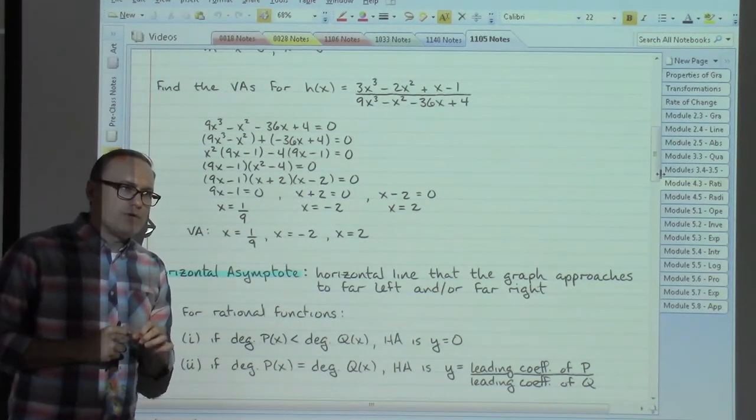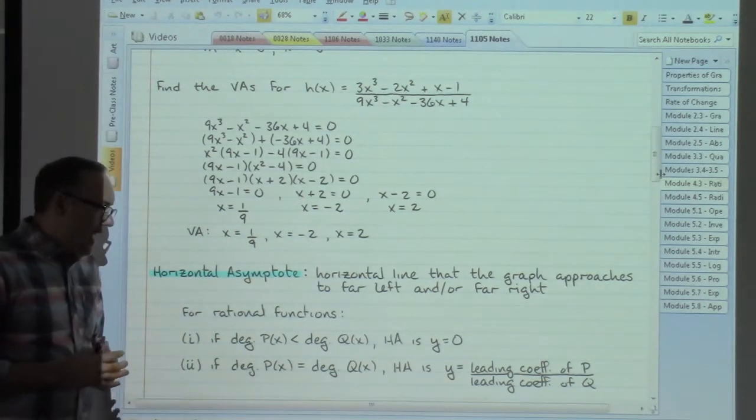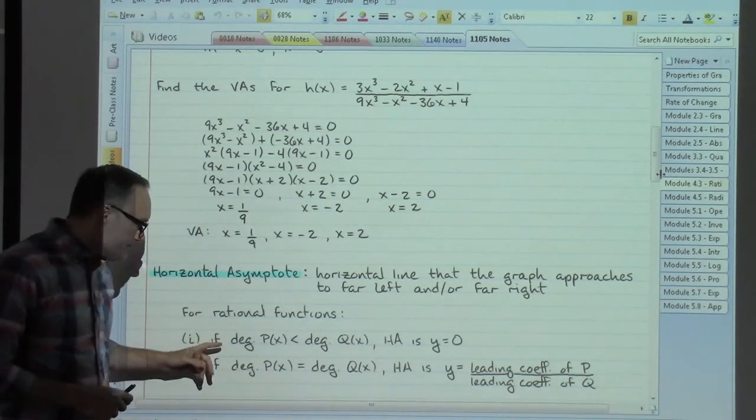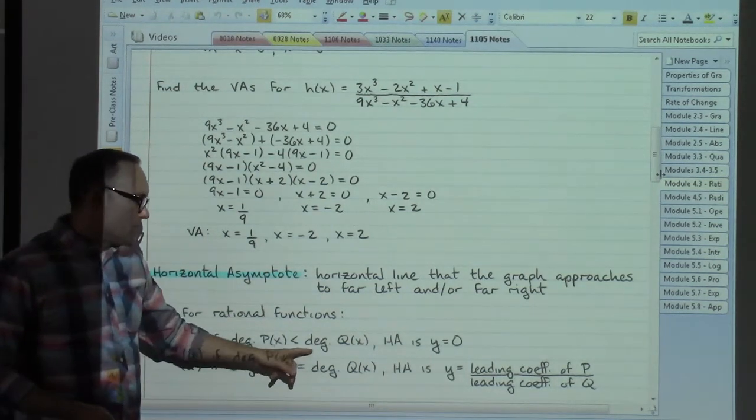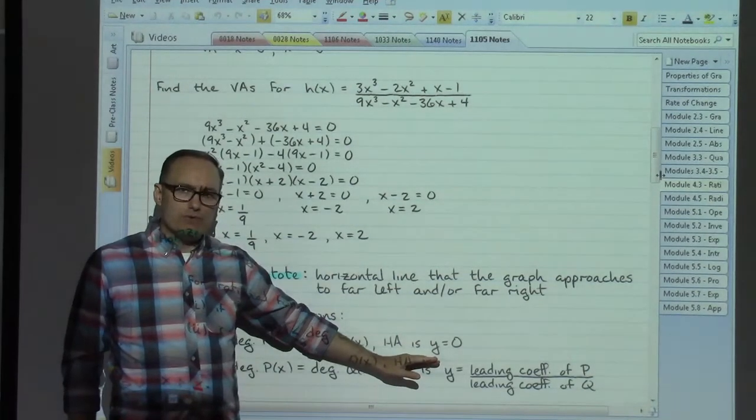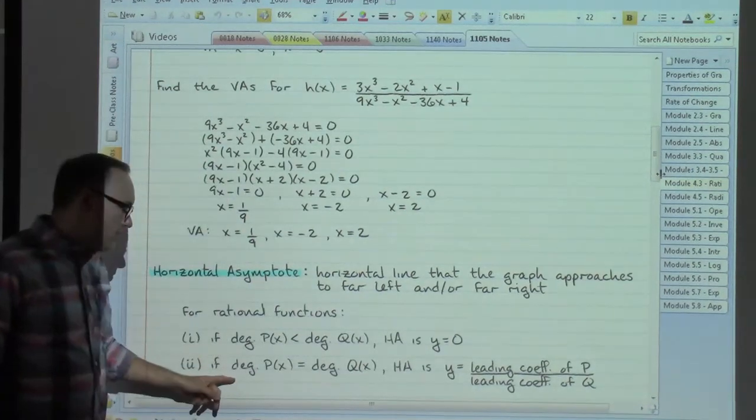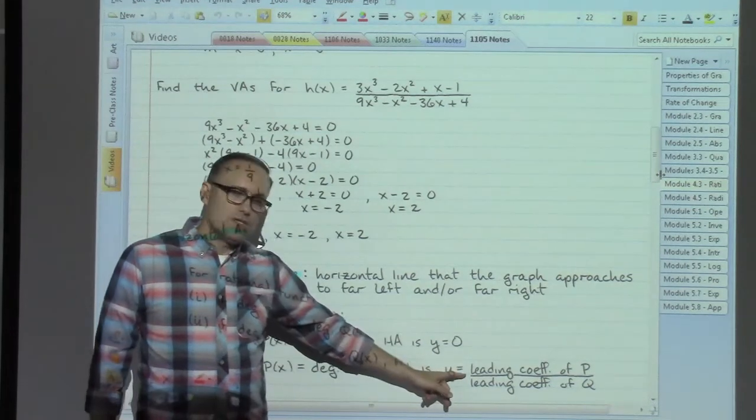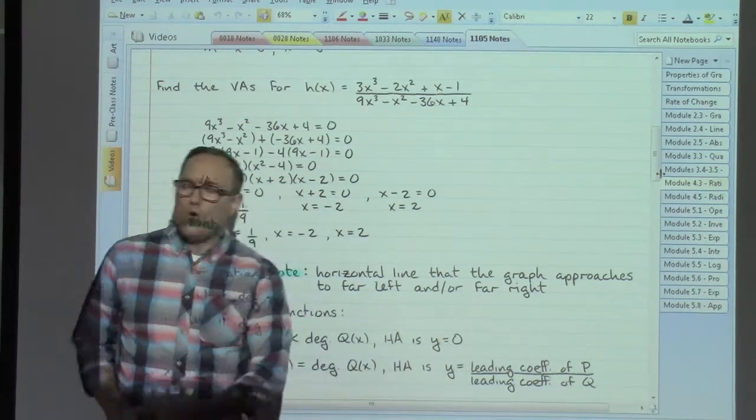These horizontal asymptotes can pop up in 2 different ways, and that is based on how our numerator and denominator are related to one another. If, like our basic function 1/x, the degree of the top is smaller than the degree of the bottom, then our horizontal asymptote is going to be that same y equals 0 that we saw earlier. But if the degree of the top and the degree of the bottom are the same, then we have to use the leading coefficients of the top and the bottom to come up with that horizontal line instead.